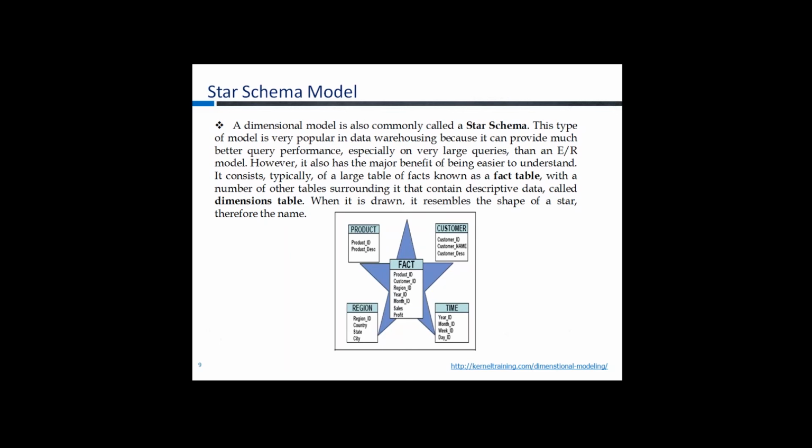And the third important point is that whatever dimensional data there is, it should not have any relation with each other. It means no relation from dimension to dimension. All the dimension data should be related to the fact data only. So that is the basic theme of the star schema model.